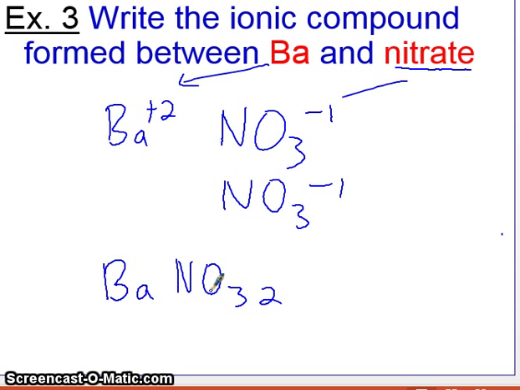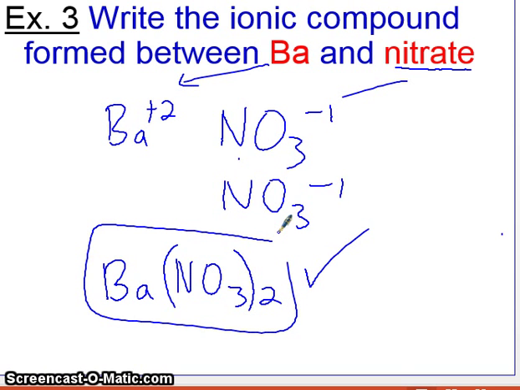So what we'll have to do is put parentheses around the nitrate to show that we have 2 nitrates. And in this case, you see you have 2 nitrogens, just like we have here. You have 2 times 3, 6 oxygens. 3 plus 3 is 6 oxygens. This is how you would write barium nitrate.